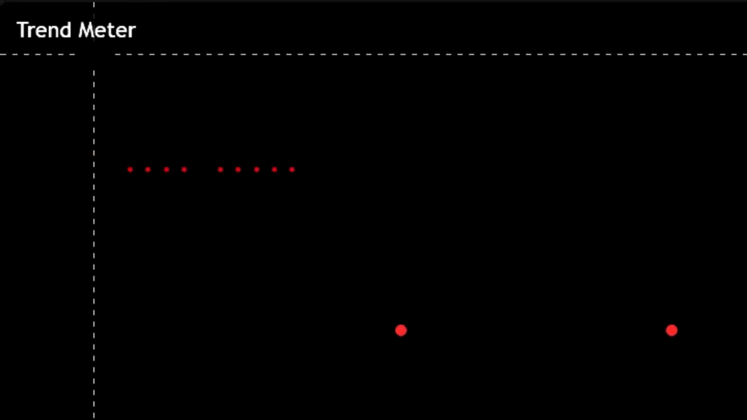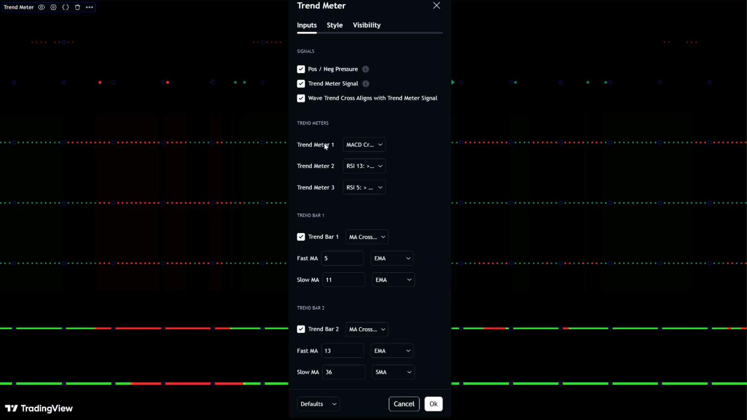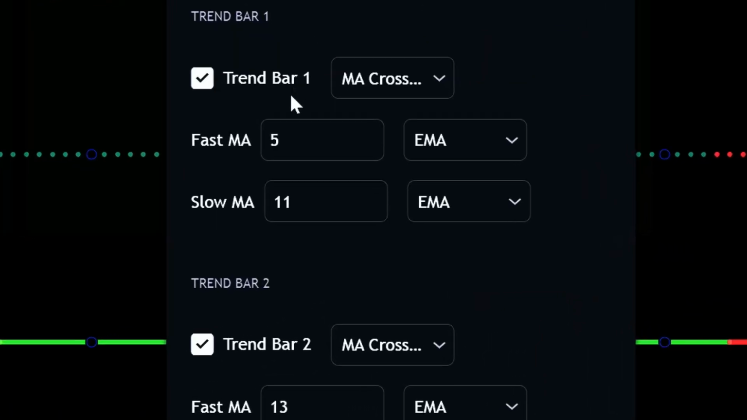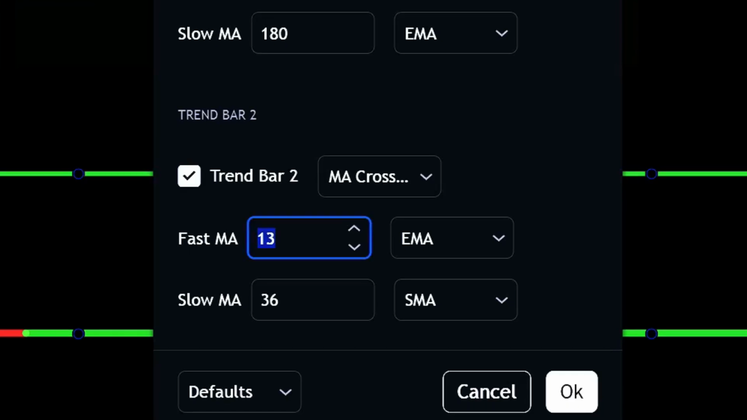Head over to the input section, and in the input section of the trend meter settings, first for the main trend bar, change the fast MA to 90. And the slow MA to 180. Then go down to trend bar 2 and change its fast MA to 100. And its slow MA to 200 using simple moving average.